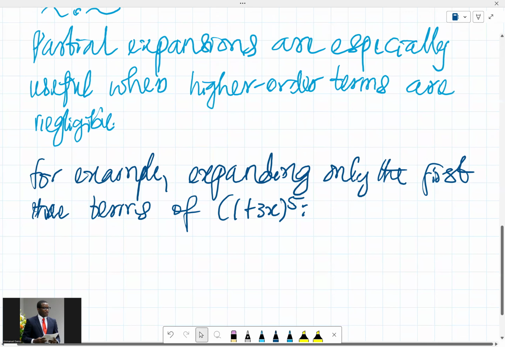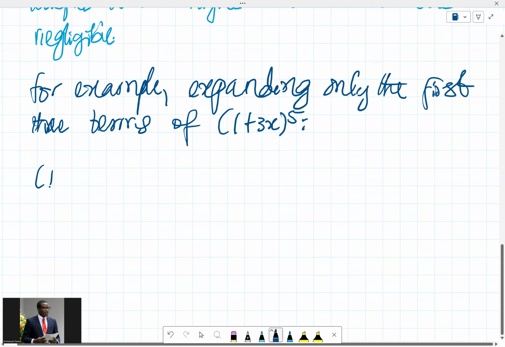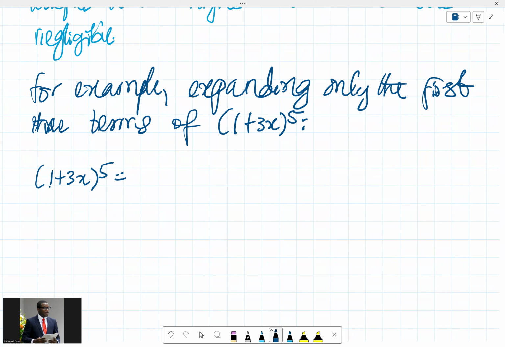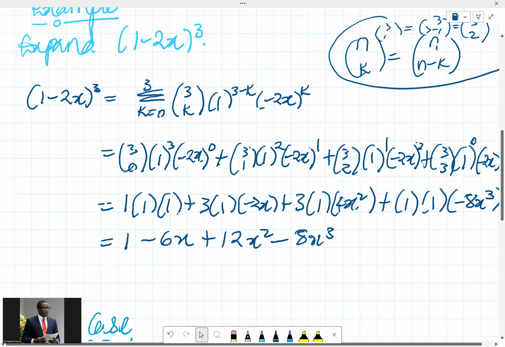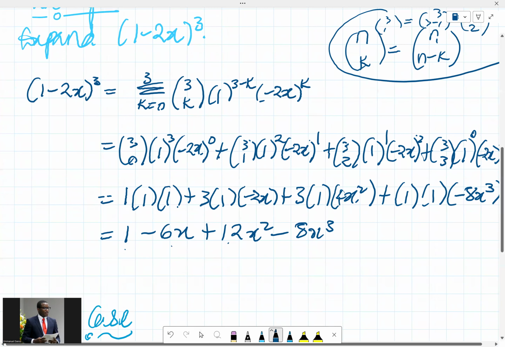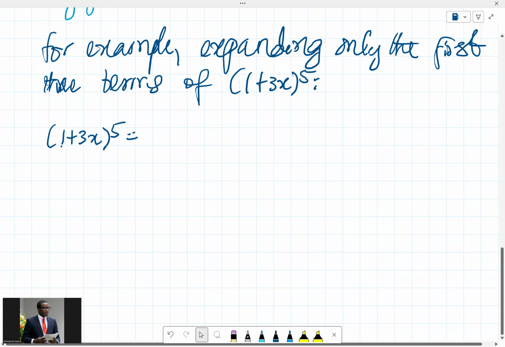Of course, let me use the formula still. So you have 1 plus 3x raised to power 5, and we don't need all the terms, just the first three terms, because after the first three terms, all the other terms following are just negligible. Now you see the power, when the power was 3, we had 1, 2, 3, 4 terms. So here now, power 5, we are going to have 6 terms if we expand everything. But thankfully, we need just the first three terms, because anything beyond that is negligible.